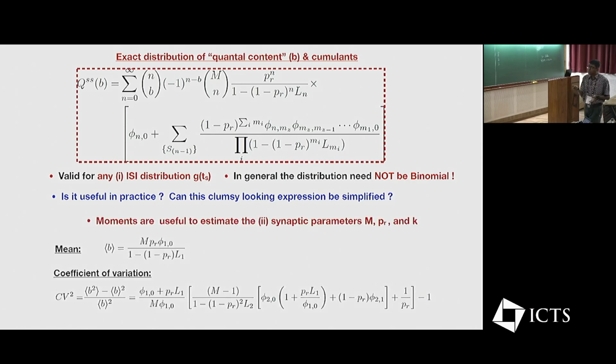The usefulness is that once you know the full distribution, you can get all the moments. So here are the first two moments, and as you can understand, if experimentally somebody knows the mean, let's say the CV squared or the variance and the skewness and all, then these parameters M, pr and k are hidden within these L's and the phi's, and those can be figured out.